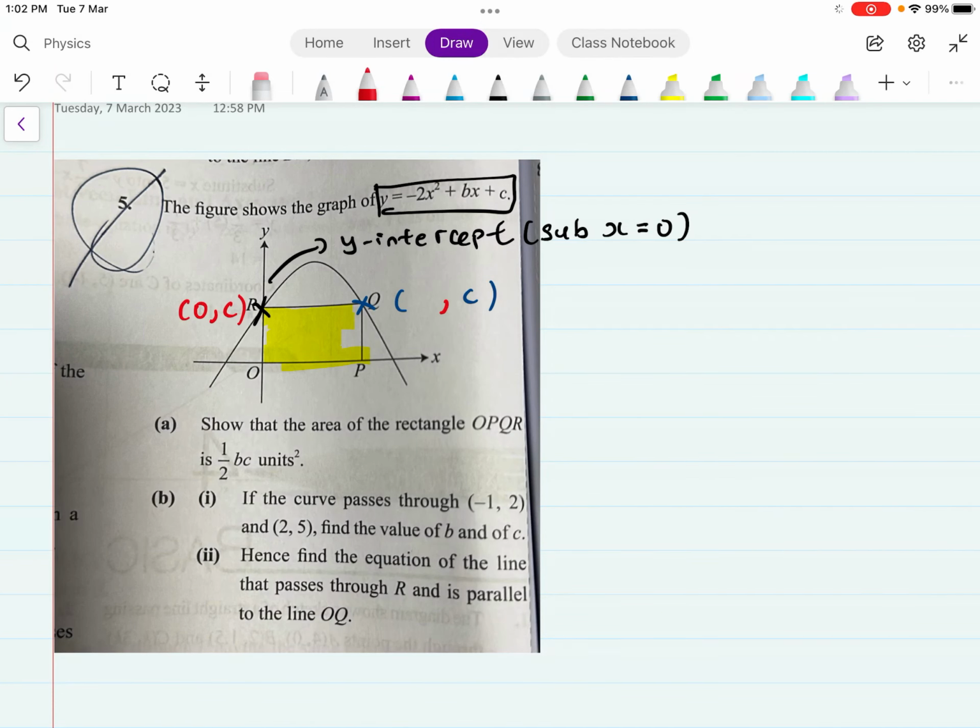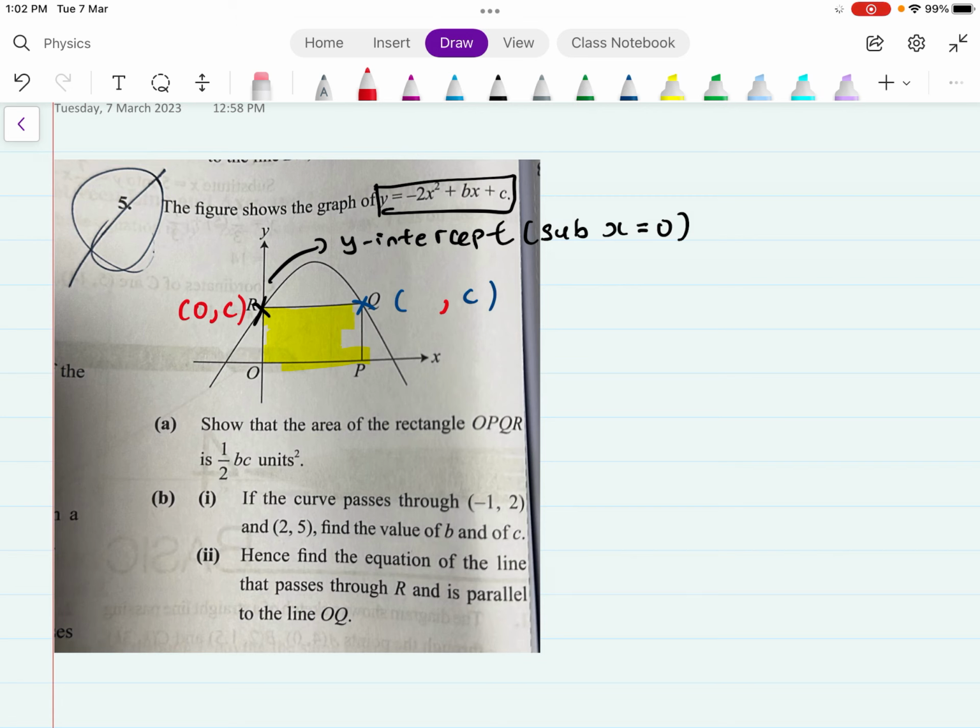Alright, so let's go through this question. We have this figure showing a y equal to negative 2x squared plus bx plus c graph, right? So part A, they ask us to show the area of the rectangle given by half bc unit square. Okay, so first thing first, let's determine the coordinate of R.